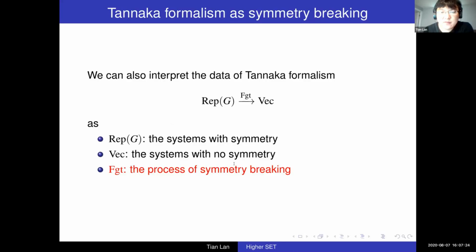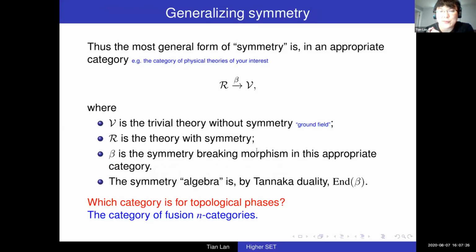So that's the basic idea. I want to really define the generalized symmetry in terms of this categorical formalism data, but maybe in some different category of physical theories that we're interested in. But the interpretation is the same. We still take R as the theory with symmetry and some V as a trivial theory without symmetry. And we need to pick some symmetry breaking morphism in this appropriate category.